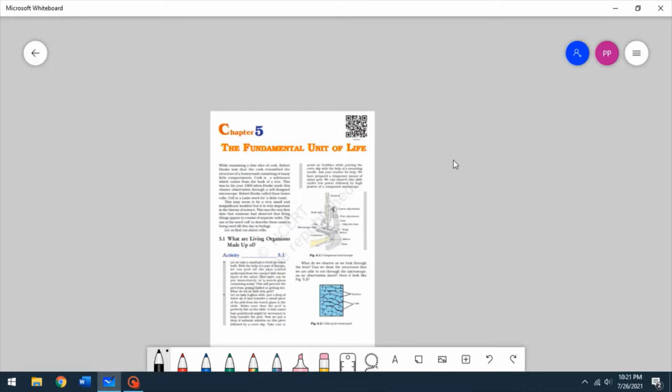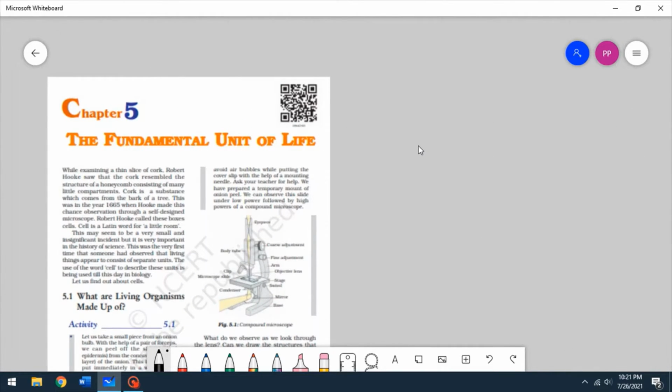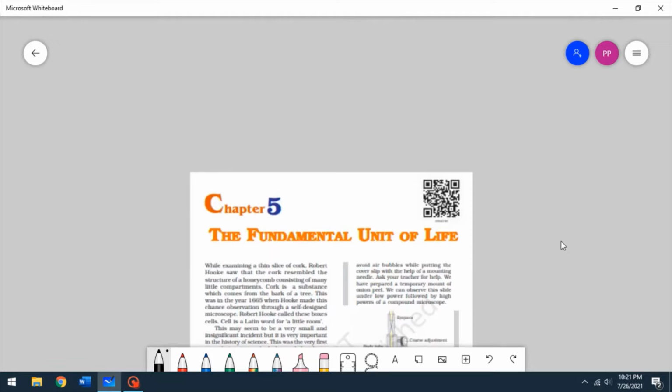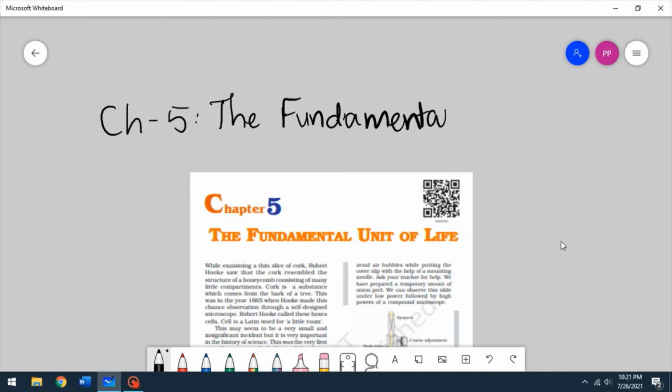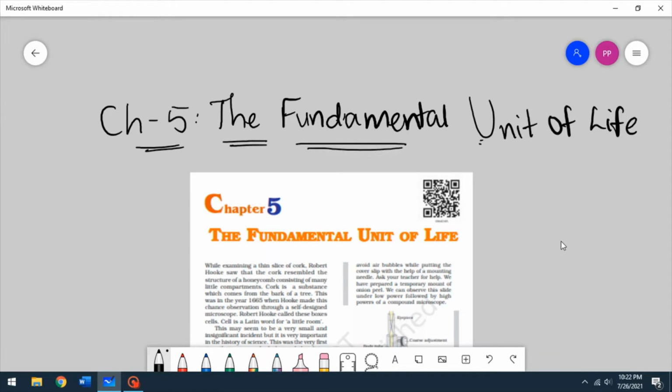Alright, with that said, let's start with Chapter 5, the fundamental unit of life. As I said before, this is the first chapter in biology. Until the previous chapter we did chemistry, so make sure you understand everything in chemistry before you start with biology, so that will make things easier for you. You can be like, okay, I'm done with the first 4 chapters of NCERT Science, let me move on to the 5th one.